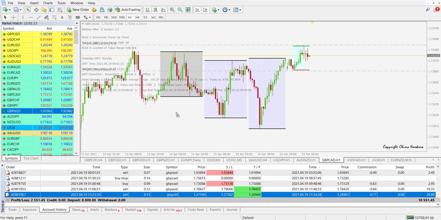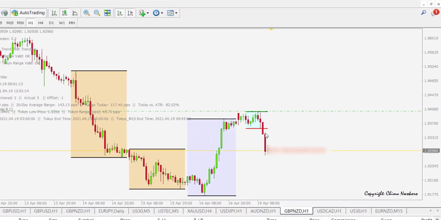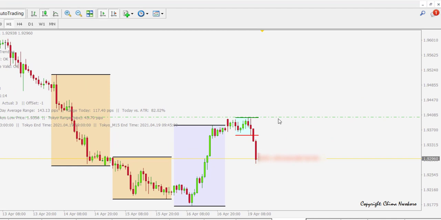I think GBP NZD, yeah, GBP NZD, we actually missed the entry on this one, but for the sell, the buy is still open, which most likely will not be a trade for today. So we've missed the sell side, and we're going to follow the upside later.